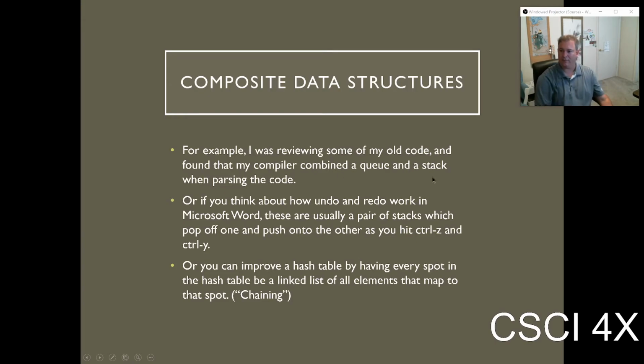So I was going through some of my old code, and the compiler that I wrote back in college used a stack and a queue in concert with each other. If you think about how undo and redo work in Microsoft Word, every time you take an action, like you select a paragraph and you bold it, that gets saved onto the undo stack, right? And if you hit undo, it comes off the undo stack and it undoes the operation. So think about how wild that is. Everything that you do has to be saved and has to be reversible.